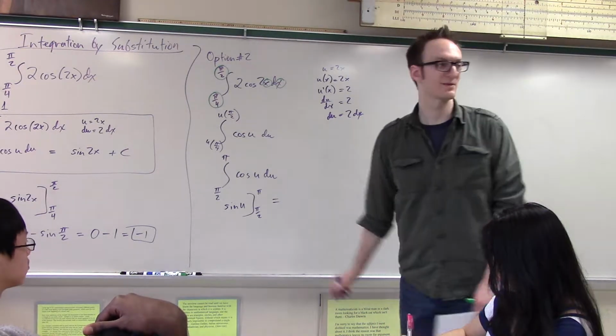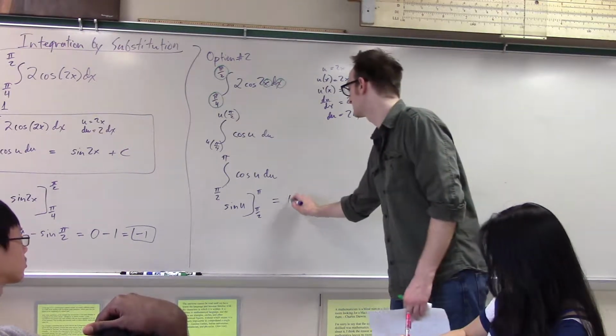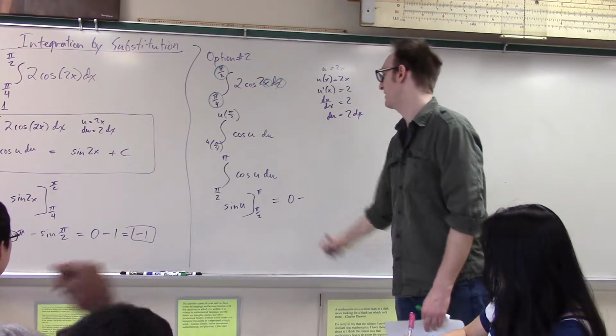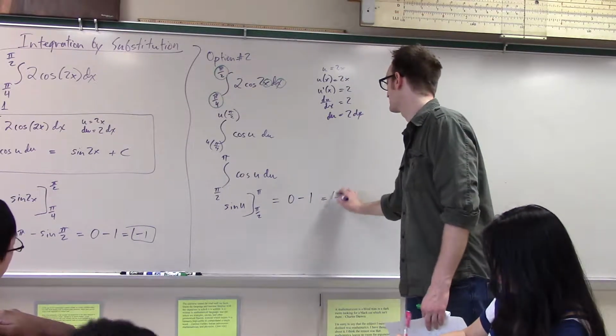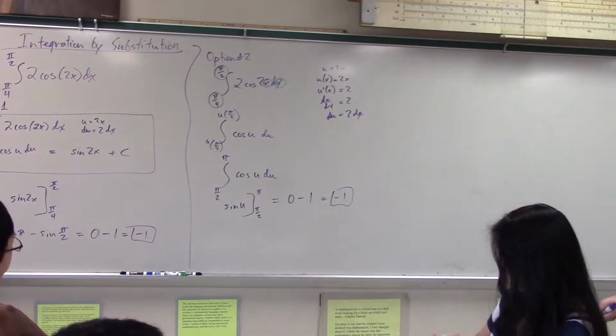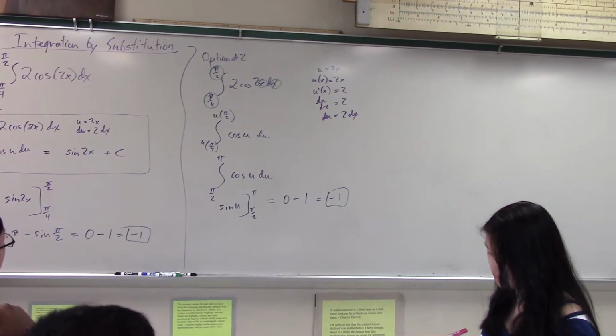And is everyone following me here? And then this is 0 minus sine of pi over 2, which is 1. And so the answer is negative 1. Wait, how's that like a... It's very, very similar.